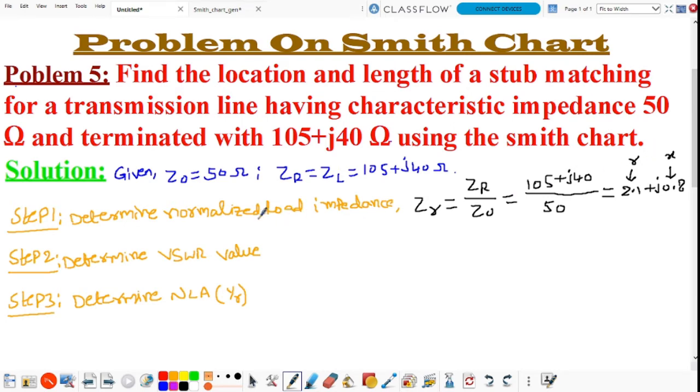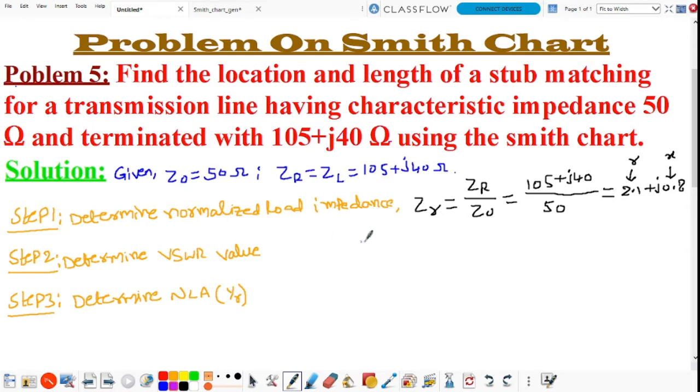Now coming to the solution, given that the characteristic impedance Z0 is 50 ohms and load impedance ZR or ZL is 105 plus j40 ohms. So determine the location of the stub and length of the stub matching for a transmission line. First, determine the normalized load impedance.